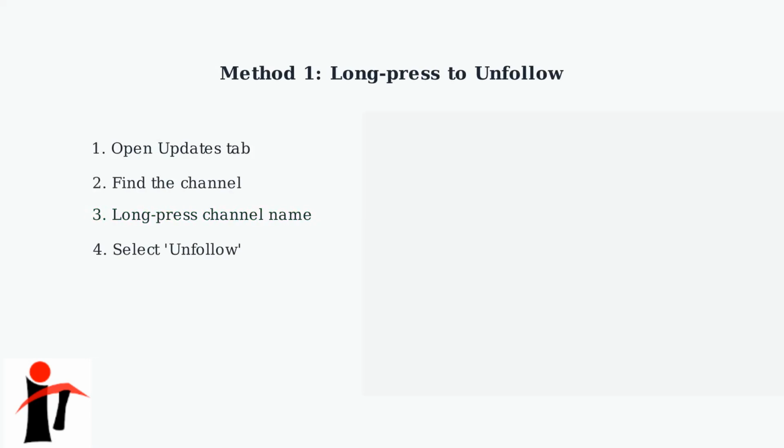The first method to unfollow a channel is through the Updates tab. Navigate to the Updates tab in WhatsApp, scroll to the Channels section, find the channel you want to remove, then long press on the channel name and select Unfollow from the menu.